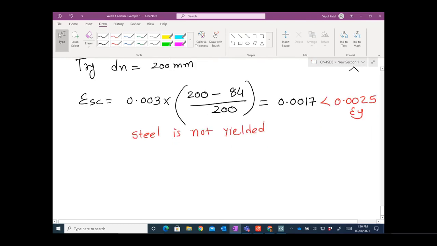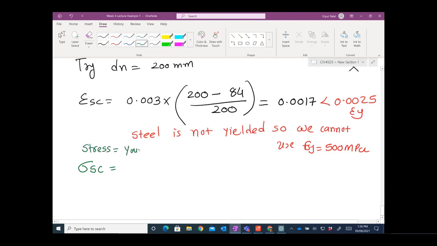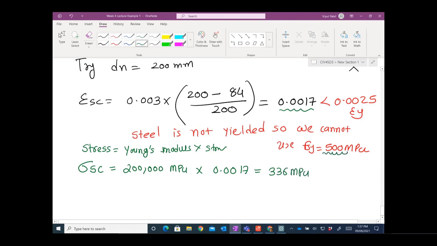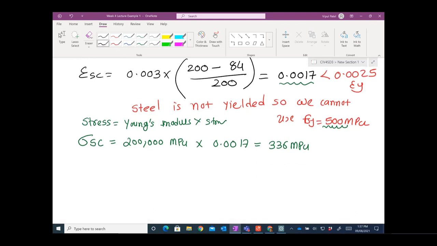Right? So that's fine, no problem. So we cannot use FSY equal to 500 megapascals. So what can we use in that case? That's why in sigma FC, you know the Young modulus of the steel, stress is equal to Young modulus times strain. So the Young modulus was 200 gigapascals times the strain value of 0.0017. So basically we get that value of 336 megapascals. Right? So we can't use 500, but we can use 336. Okay, that sounds good.